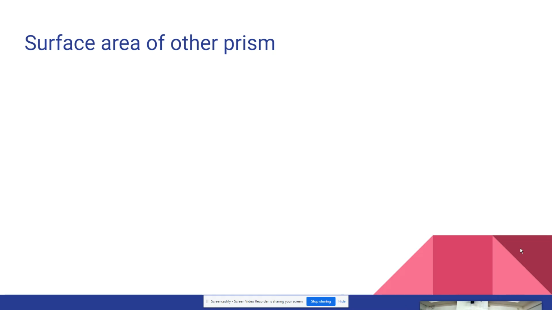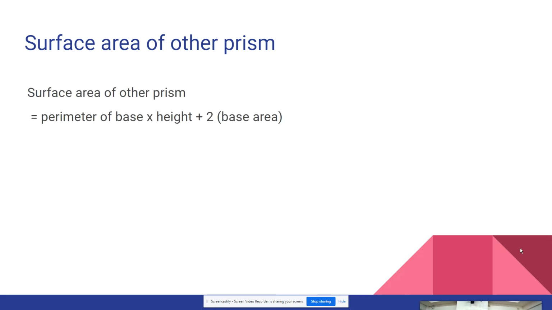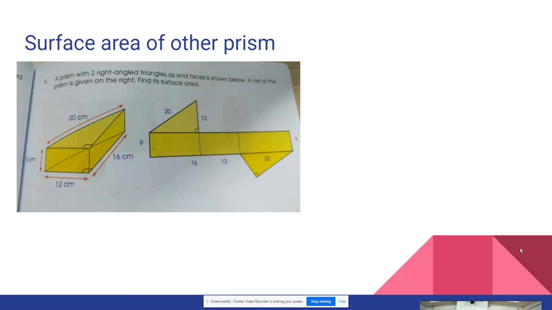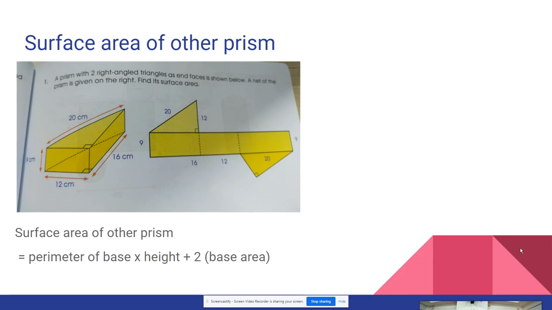There are some other prisms that we need to learn. The other prisms have this formula: perimeter of base times height plus 2 times the base area. Remember the formula. We have this example. A prism with right-angled triangles as end faces is shown below. A net of the prism is given on the right, and we have to find the surface area. Remember that it is perimeter of base times height plus 2 times base area.